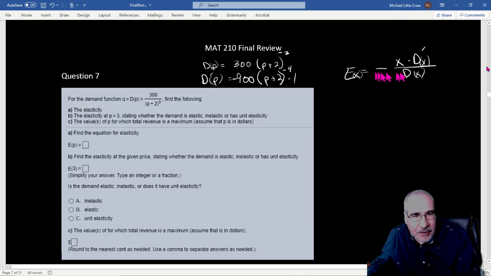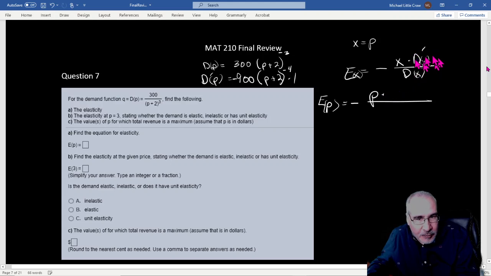Okay, so let's come here. So this is our function. We're going to go E of p. So instead of using x, remember, just a different letter, we'll use p instead of x. So that's going to be equal to minus p, price, times the derivative function, which is here. So it's minus 900 (p plus 2) to the minus 4. Okay, so that's that function.